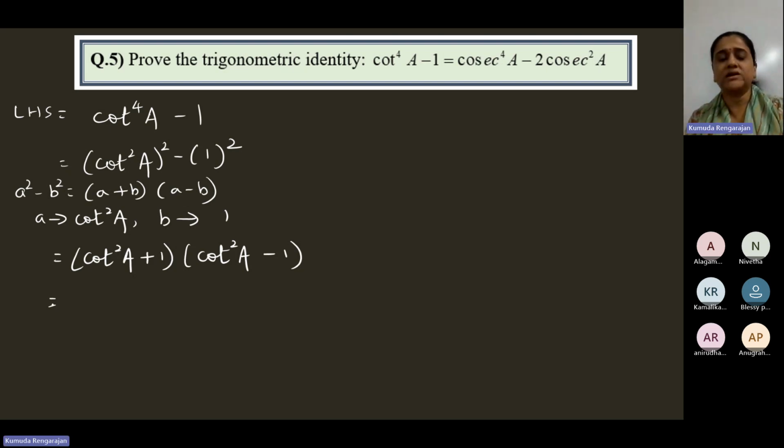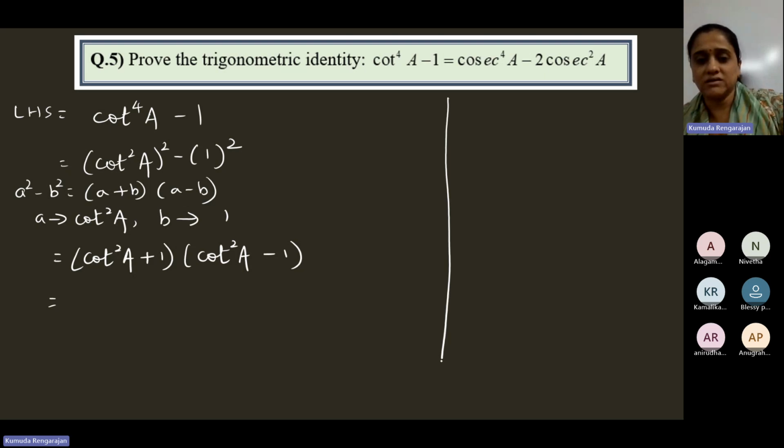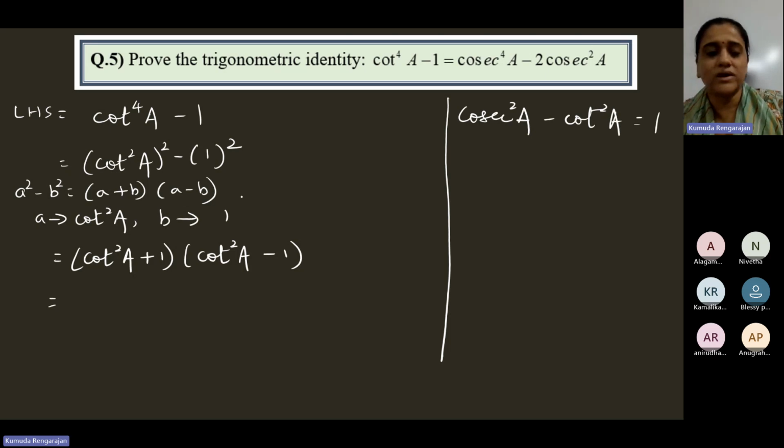So first, when you look at it, it's of the form a square minus b squared. So a plus b into a minus b. Now what is cot square A plus 1? Okay, let me write the identity here. So cosecant square A minus cot square A is equal to 1. So what can we replace? What is cot square A plus 1 using the identity?